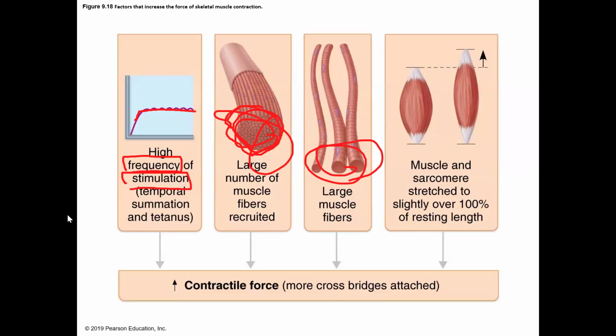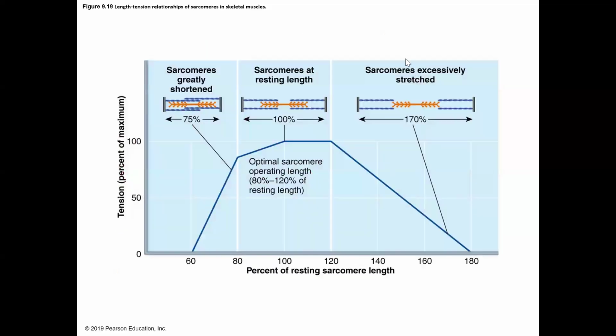So let me clear the drawings. So let's look at the sarcomere. Remember, the sarcomere is the functional unit of a skeletal muscle. It is an area from one Z disc to another Z disc.